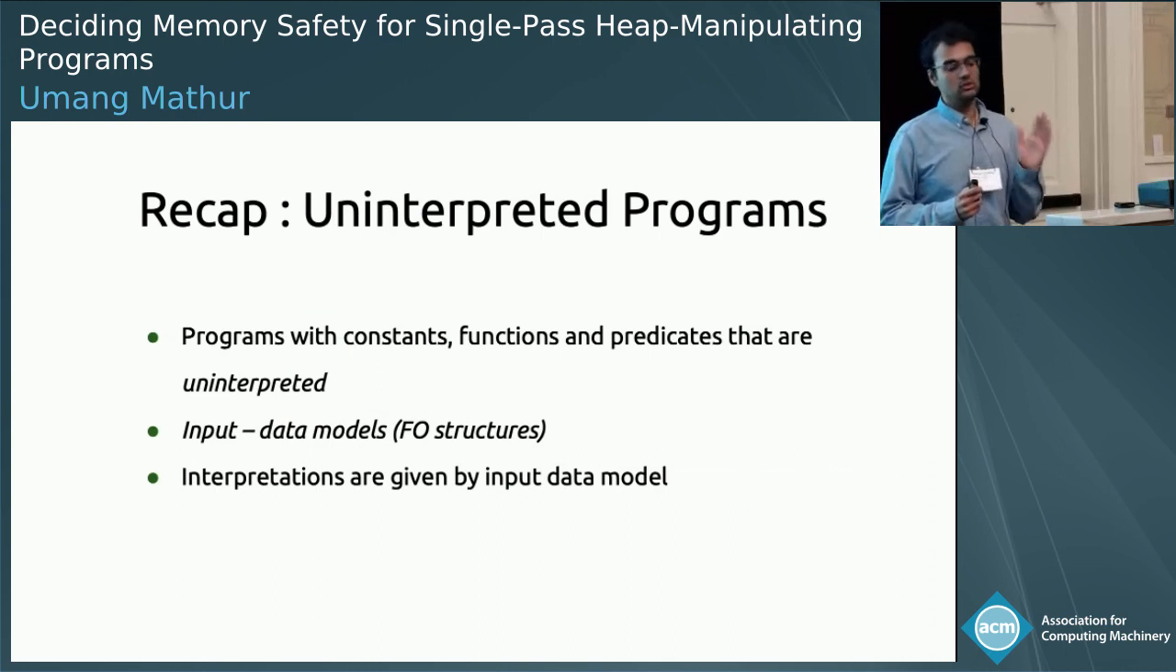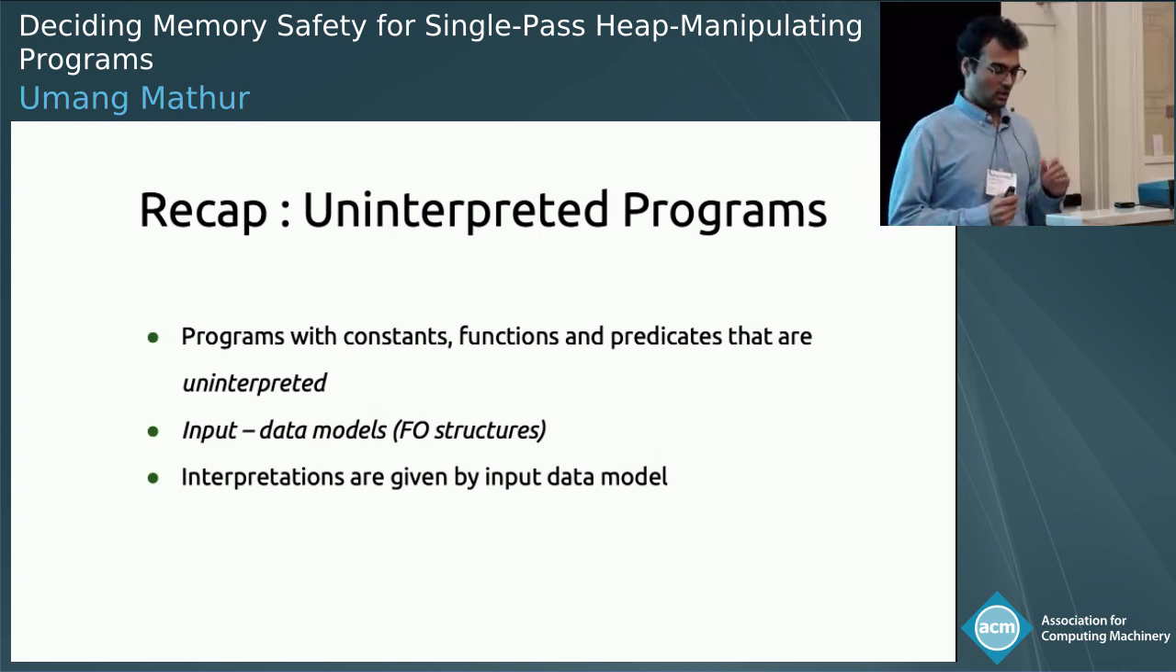So with this, let's look at uninterpreted programs. These are imperative programs that use a vocabulary which has constants and functions. But these constants and functions are uninterpreted. And these programs take as input a first order structure, and that first order structure gives you the interpretation of these symbols.